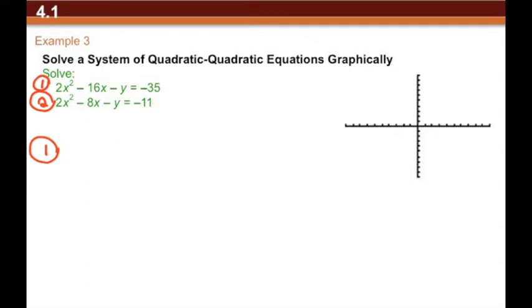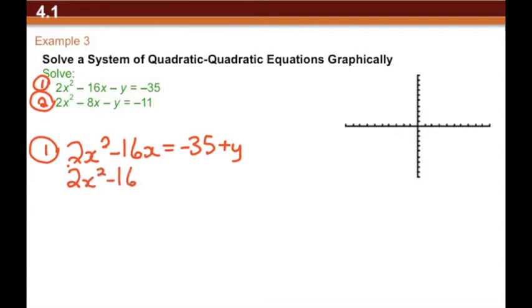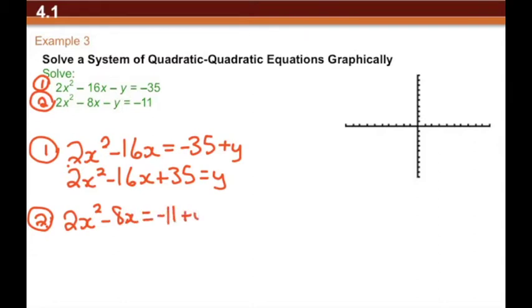I'm going to start by subtracting y from both sides in equation 1. Sorry, adding y to both sides, that is. And from there I can add 35 to both sides. Same basic process for equation 2. Add y to both sides. And add 11 to both sides.